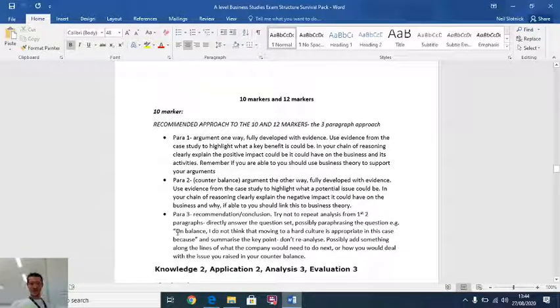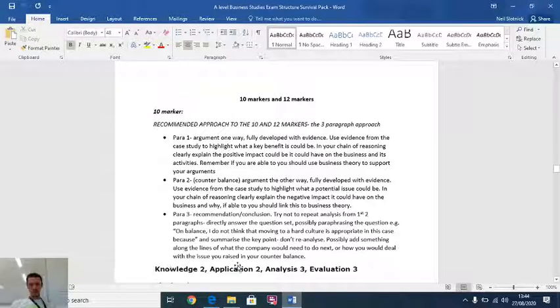So the example we've given here, on balance, I do not think moving to a hard HR culture is appropriate in this case because, and then go through maybe some new stuff from your points. The business is in the technological market, it needs to be soft, people need to be creative, etc. You could always add something new along the lines of what the company would need to do next or how you would deal with the issue.